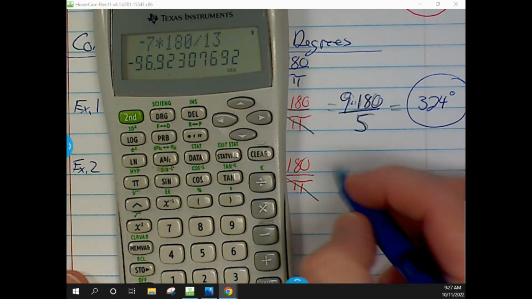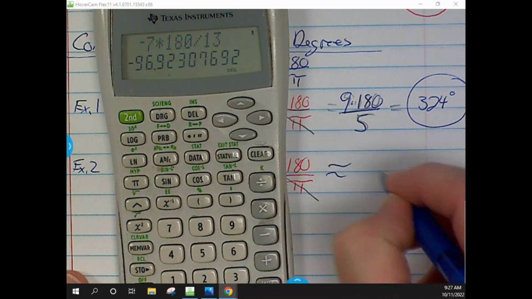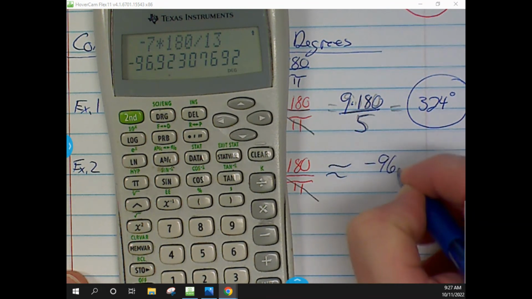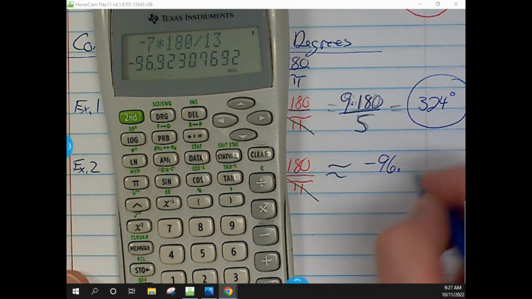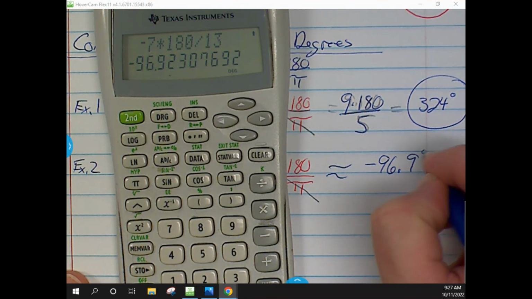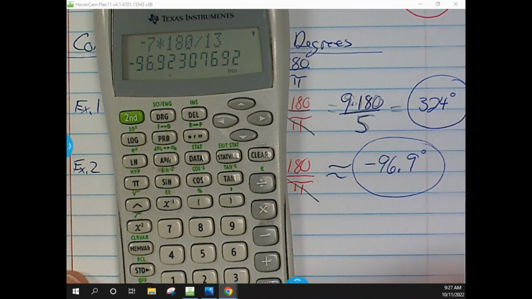They should tell you to round this off to however many decimal places. So it's negative 96 point, if we go one decimal place, negative 96.9. Again, they should tell you whole number, one decimal place, tenths, hundredths. They'll tell you what to round this off to. If it's not a whole number, they kind of clue you in on that one.